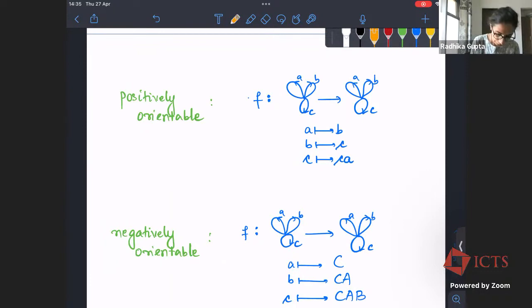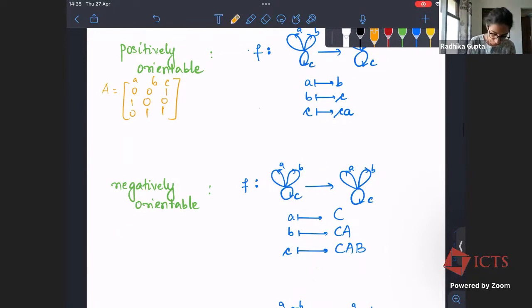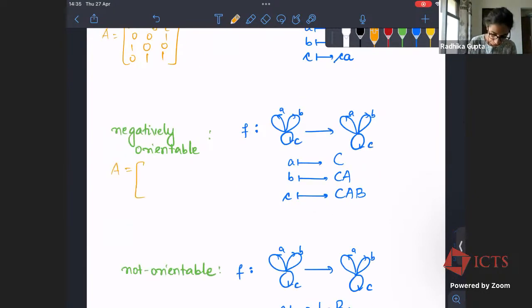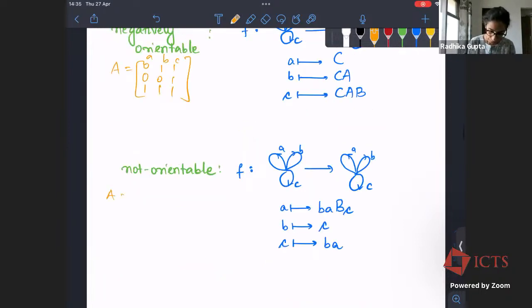So A here would be, A crosses B once, C once, B crosses C once. Here, A would be A, B, C. Now A is crossing C in a negative orientation, but I don't care. I just want to record that it's crossing C once. B is crossing this and then this. And here it would be 1, 2, 1, 0, 0, 1, and 1, 1, 0. So I don't care about the orientation for the transition matrix.